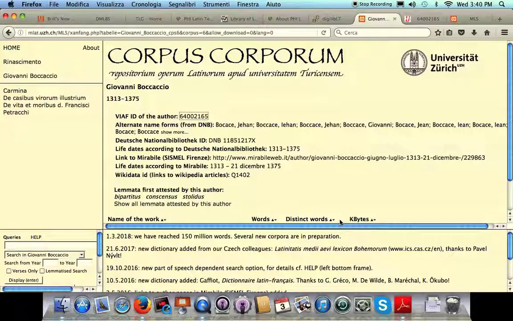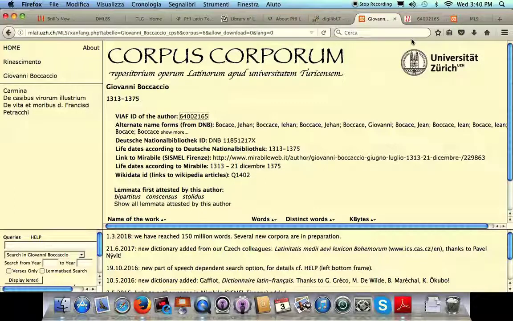We have another feature here on the top page. Of course, there may be authors in more than one corpus. We have texts by Cicero in several corpora, for example. So you can search an author or a text name here. You can search Cicero. Then you get a list. One of his texts is in Corpus 4, most of his texts are in Corpus 5. And then you can click them and you get directly to the text.